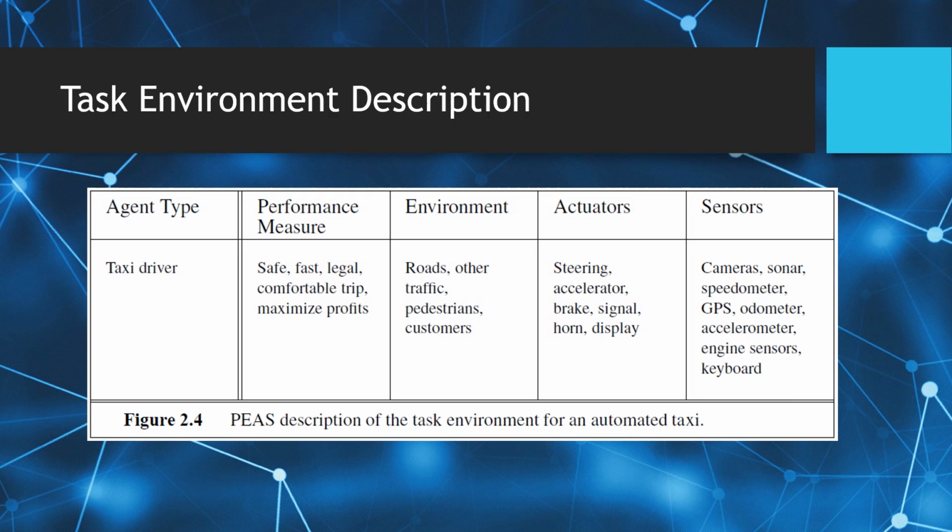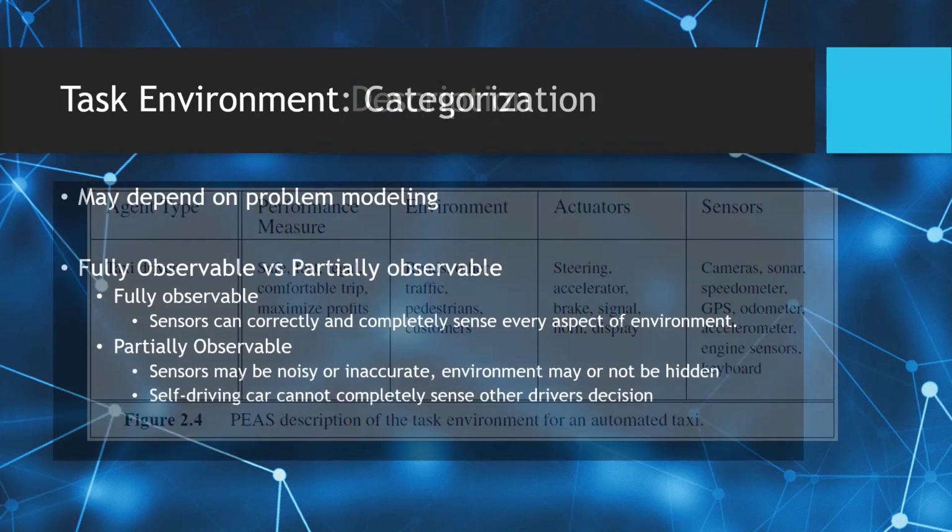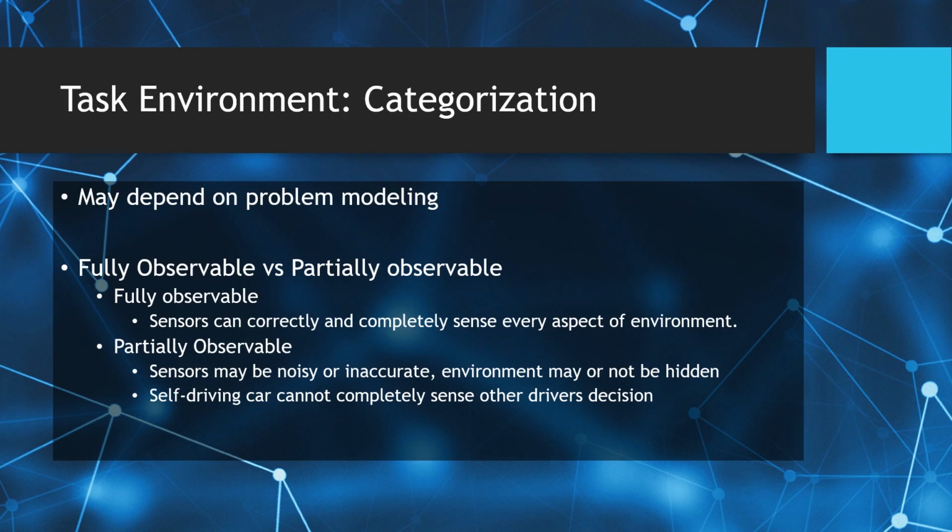So let's now discuss a little bit about the properties or categories of task environments, which may depend on the way the problem is designed that we are trying to solve using agents. So first we have the visibility of environment, either fully observable or partially observable. If an agent's sensors give it access to the complete state of the environment at each point in time, then we can say that the task environment is fully observable.